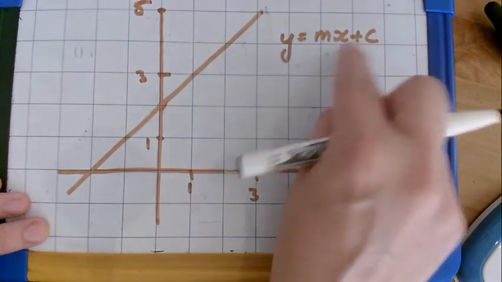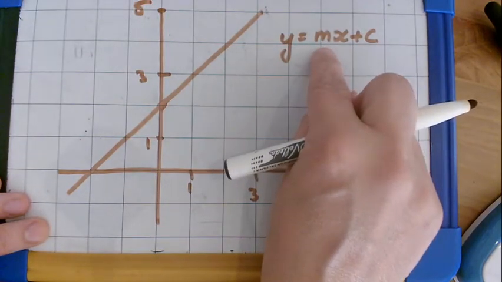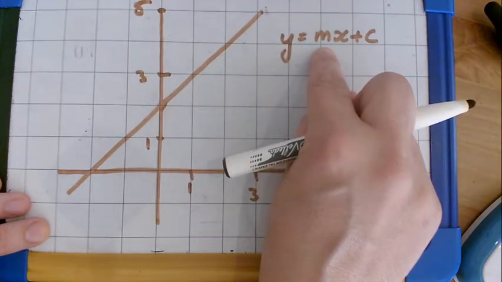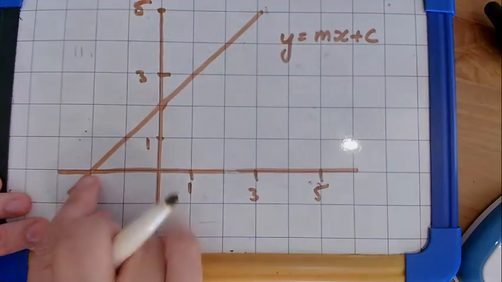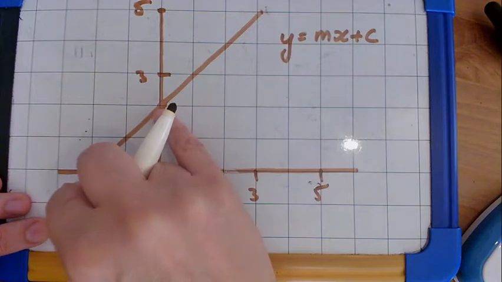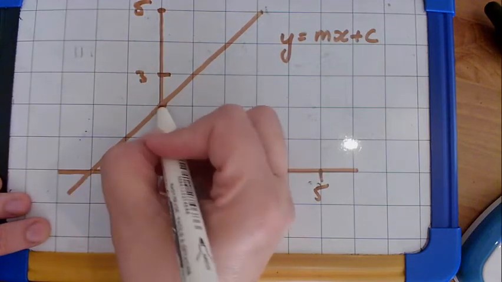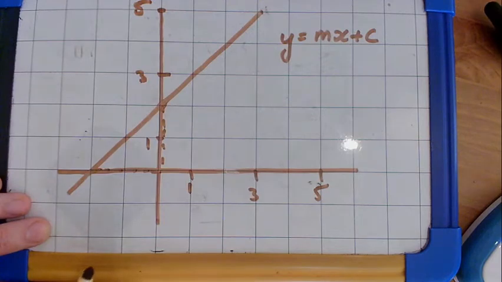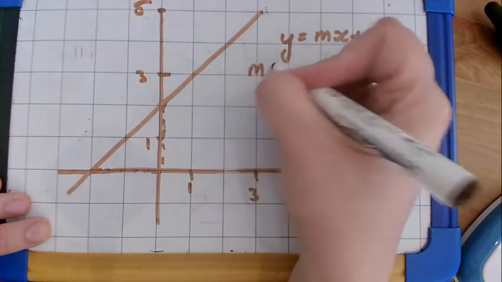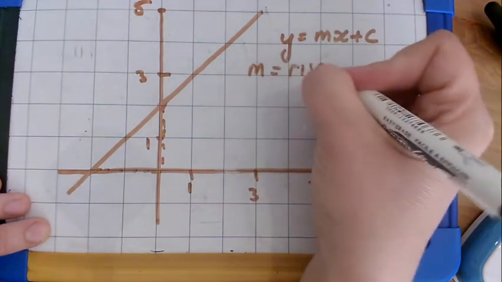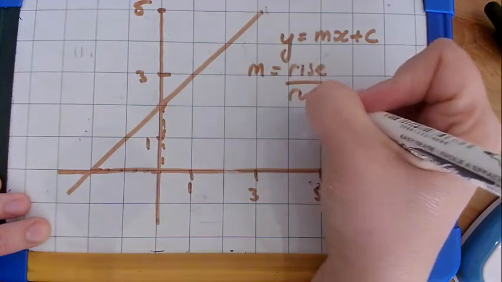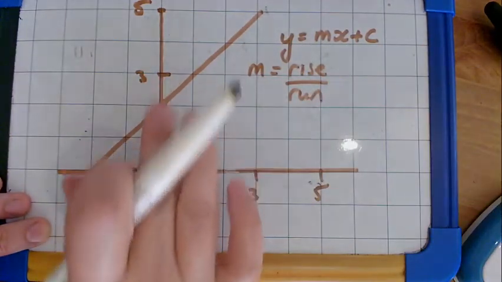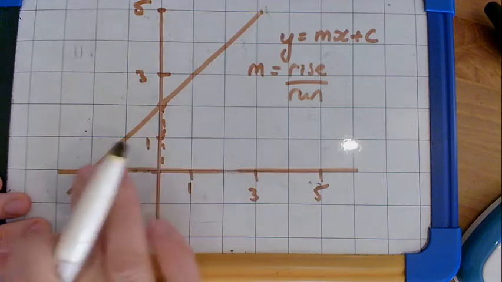Now to find the gradient of the line, we usually make ourselves a little triangle. So to make the triangle, you want to find two nice points. I've got two lovely points here, the intercepts with the axes. And I've actually got a natural triangle, so I'm going to use that triangle. Now, m, the gradient, is equal to the rise divided by the run. That means how far up we've moved divided by how far across.